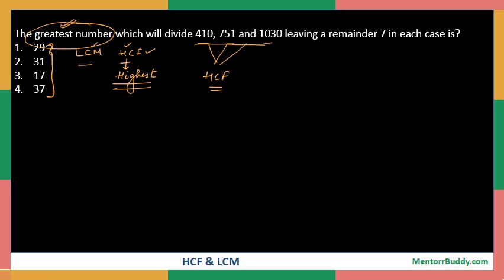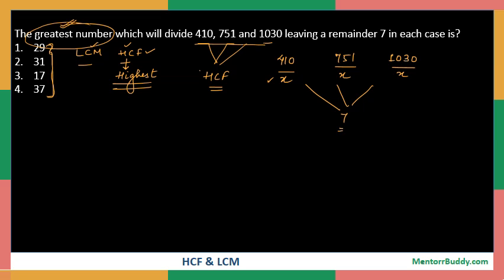So the question says the greatest number which will divide 410, 751 and 1030 to give a remainder of 7 in each case. So we need to find out the value of x. But when we divide 410 by x, we get a remainder 7.